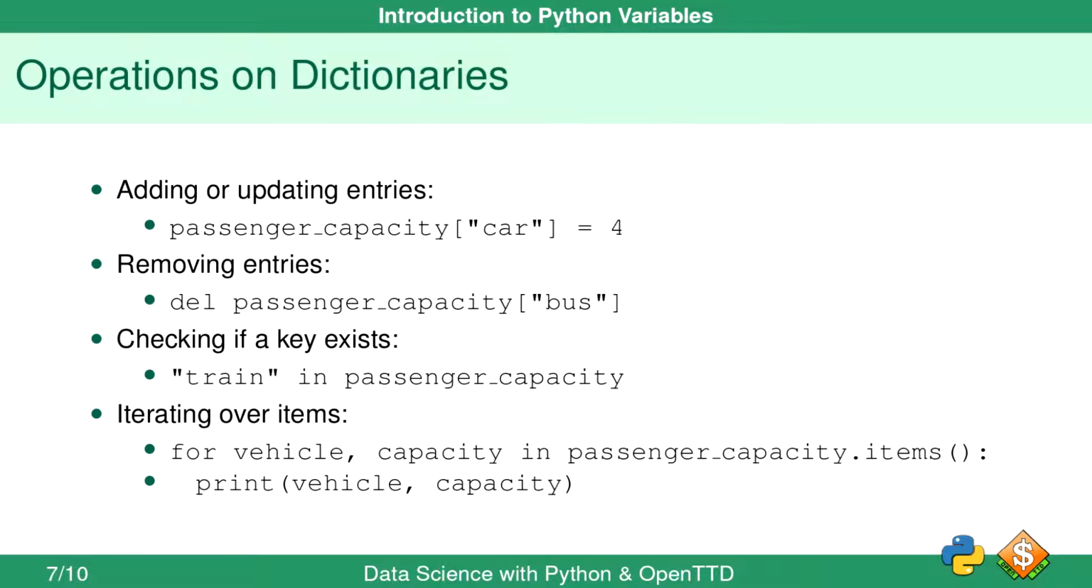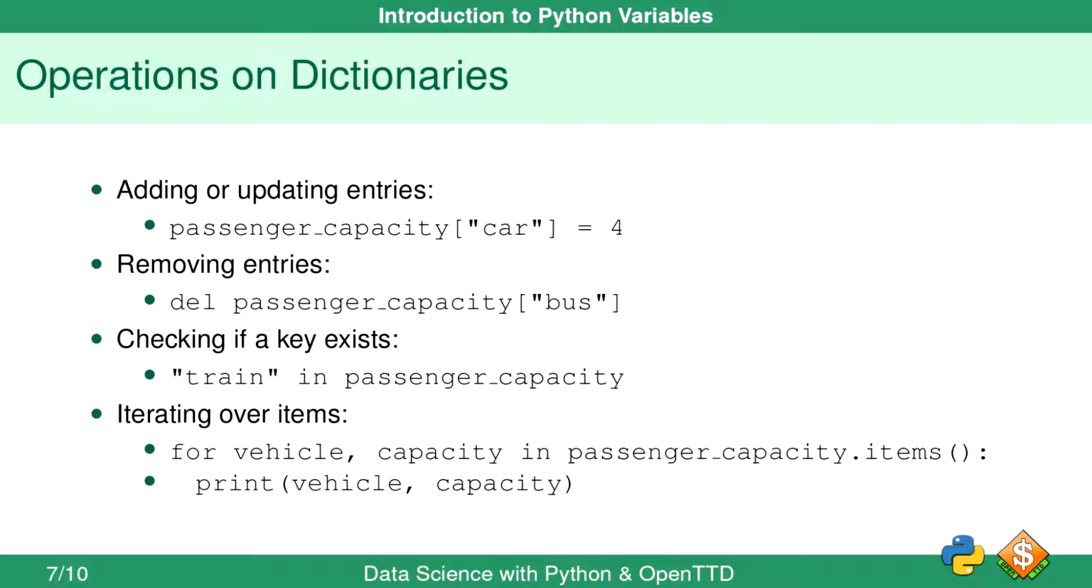Now let's look at operations on dictionaries. To add or update an entry, we assign a value to a key using square brackets. For example, passenger capacity with car in square brackets equals 4. To remove an entry, we use the del keyword followed by the dictionary name with the key in square brackets, such as del passenger capacity with bus in square brackets.